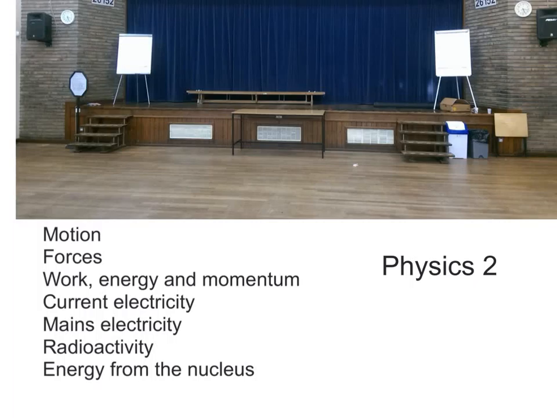There are 7 chapters in Unit 2 Physics: Motion, Forces, Work, Energy and Momentum, Current Electricity, Mains Electricity, Radioactivity, and Energy from the Nucleus.